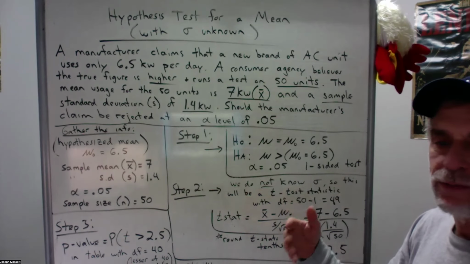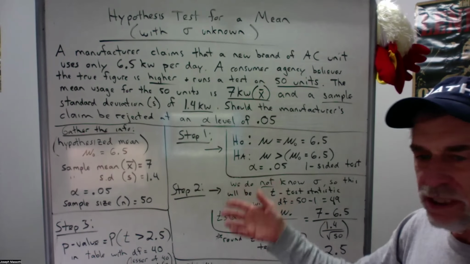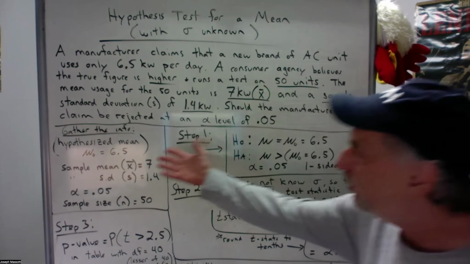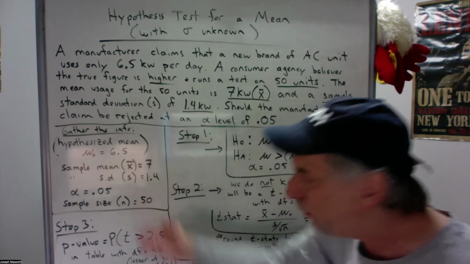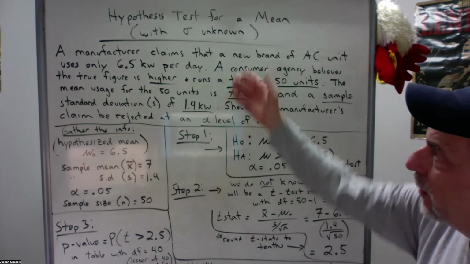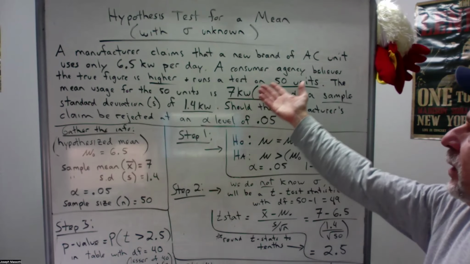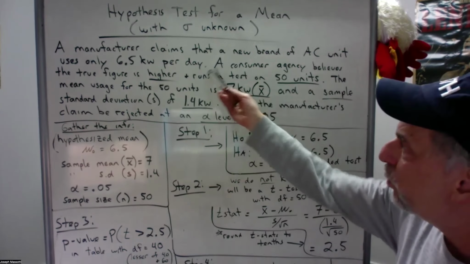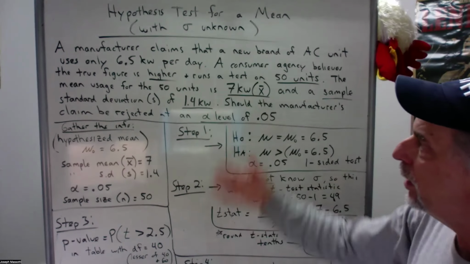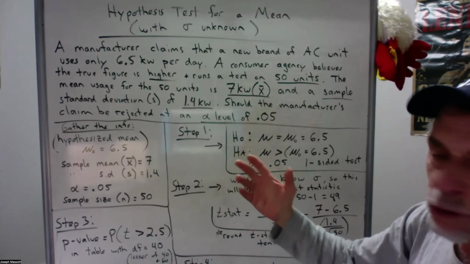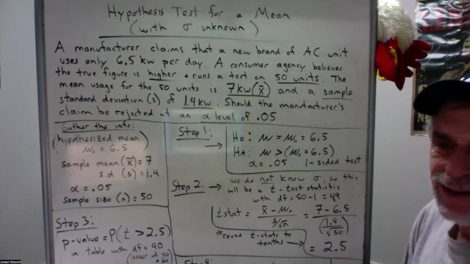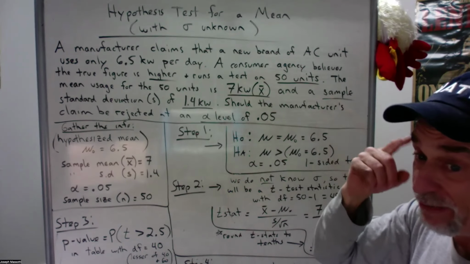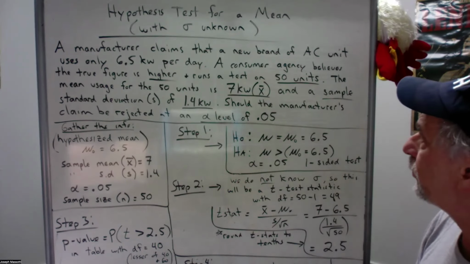You're going to get all these different stories, of all these different situations. All you're concerned with is gathering the information that you need to perform the test, right? I mean, something like this. A manufacturer claims that a new brand of air conditioning unit uses only 6.5 kilowatts of energy per day. The situation can be anything. 6.5, you see the number, that's going to be important.